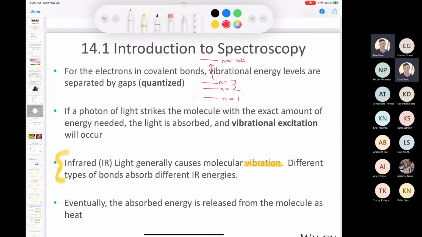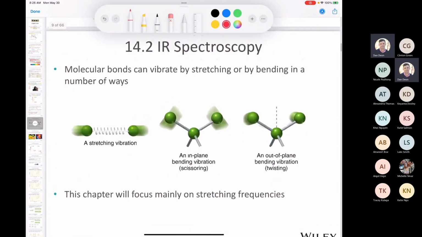Because let's say we're comparing an alcohol. Well, what kind of bond do you have in an alcohol? You have an oxygen-hydrogen bond, and let's say you're comparing it to an amine. Okay, here's an amine. Well, in an amine, you have a bond to hydrogen, but it's between nitrogen and hydrogen. Since these are different bonds, they absorb different IR energies, and we can plot that, and therefore we can distinguish between these two different types of bonds. Now, eventually, that energy that's absorbed gets released from the molecule as heat.